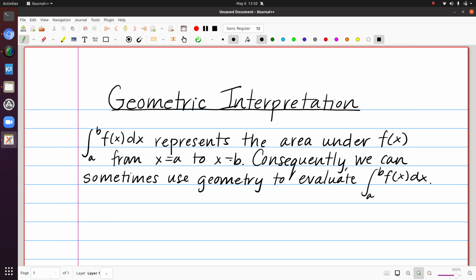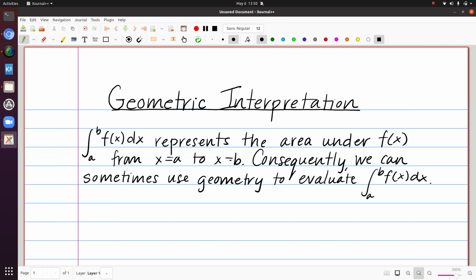Because the definite integral from a to b of f of x dx represents the area under f of x from x equals a to x equals b, it's sometimes true that we can take advantage of geometry to evaluate the definite integral. So if I can look at the desired area and see that it relates to some familiar geometric shape, then that can be a quick way for me to figure out the numerical value associated to my definite integral.